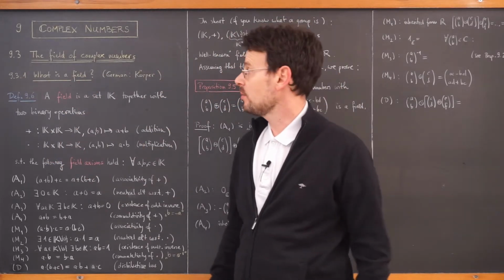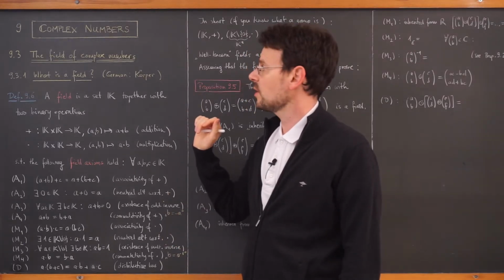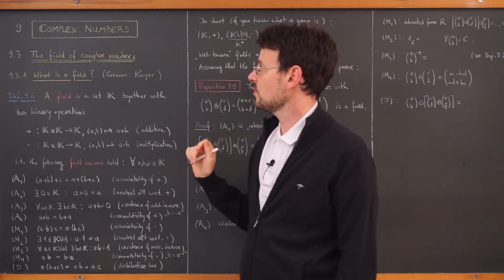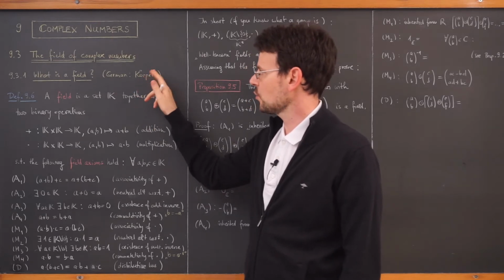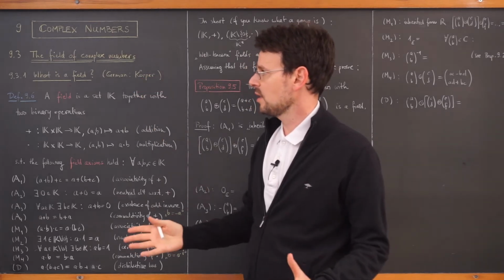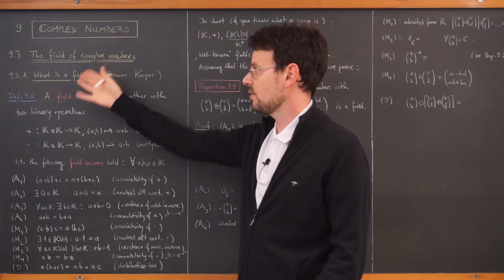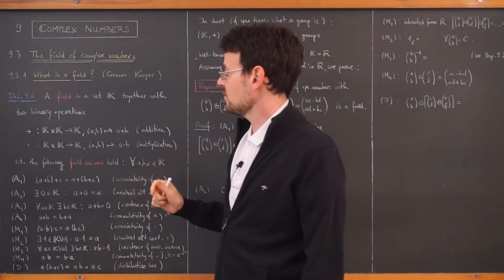Hello and welcome everybody. Today we're taking a closer look at the algebraic structure of the complex numbers, and we are going to learn what a field is. The German word is Körper, which also means body. I can't tell you why this algebraic structure is called a body, or in English a field. I don't know the historic reasons for that.